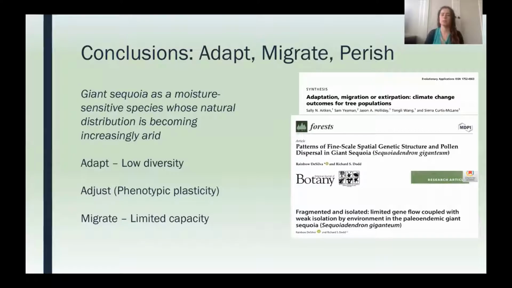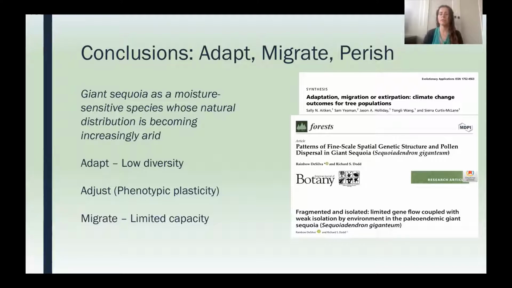So just to kind of wrap things up a little bit. Giant sequoia is a moisture sensitive species whose natural distribution is becoming increasingly arid. So we might have locally adapted populations that are going to be maladapted to the future. And so Aiken's group at University of British Columbia came up with this framework where you can adapt, migrate, or perish if you're a tree population.